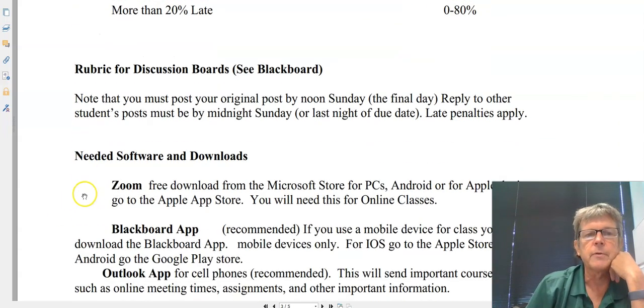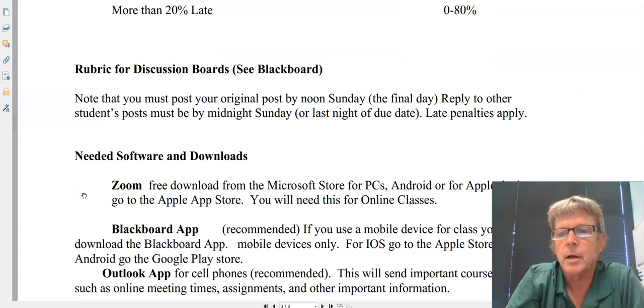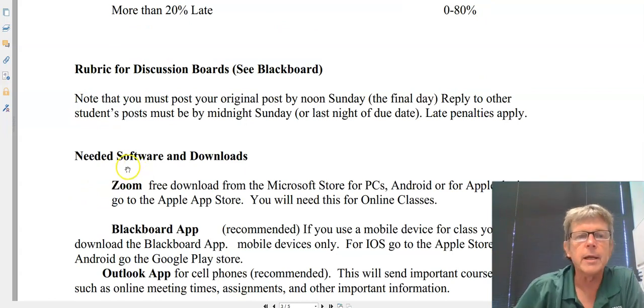Here's the rubrics for discussion boards, which will be posted. I'll post these on here. Okay, here's the needed software.